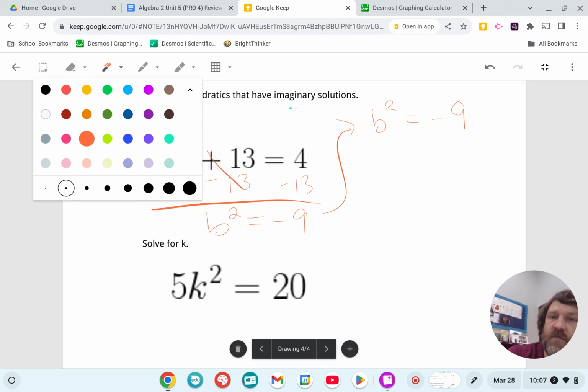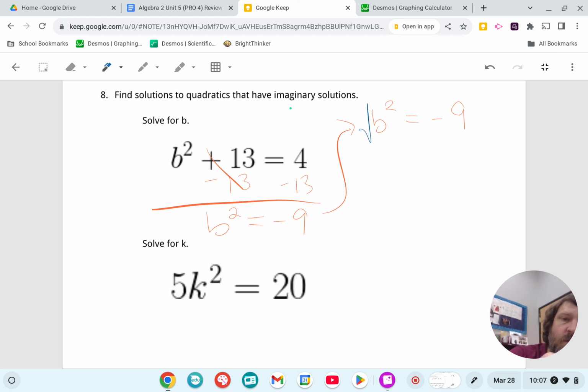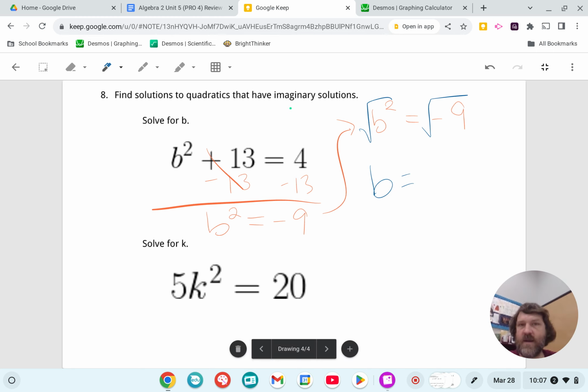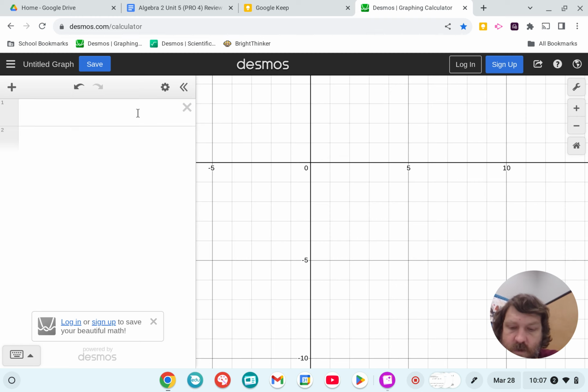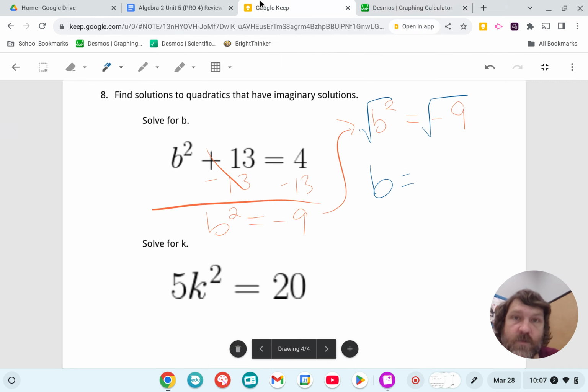To solve for b, we need to take the square root of that. And this is where the problem arises. The square root of b squared is b, but the square root of negative 9, if you type that in your calculator, for instance, if I try that over here, and I do the square root of negative 9, undefined. Okay, that's because it's one of these imaginary numbers that we've been working with.